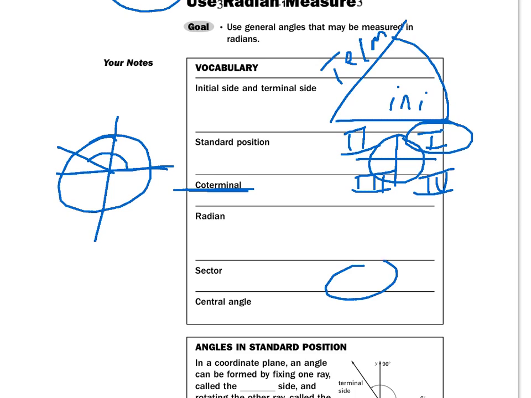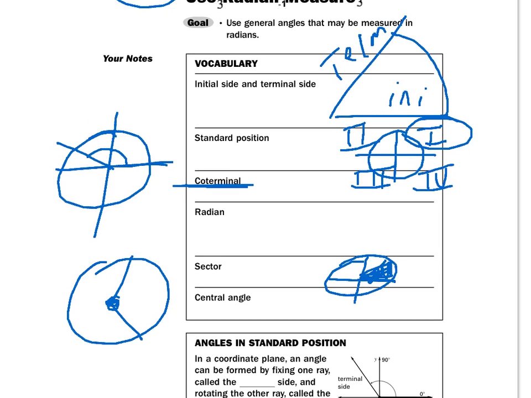Sector is when we take just this little piece right here, and that's called a sector of a circle. And the central angle is the angle formed by 2 radii of the circle. So anytime you look at the circle and you've got a radius and a radius, that's a central angle. It means it's in the center of the circle.